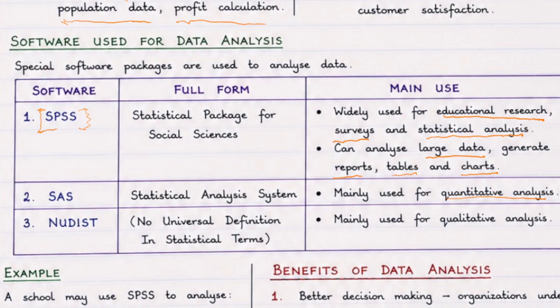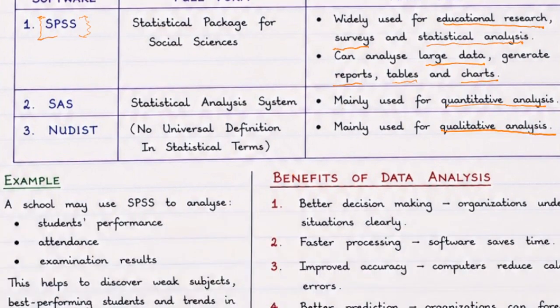NUDIST is mainly used for qualitative analysis. That's why we say there is no universal definition in statistical terms. A school may use SPSS to analyze students' performance, attendance, and examination results. This helps to discover weak subjects, best performing students, and trends in results.